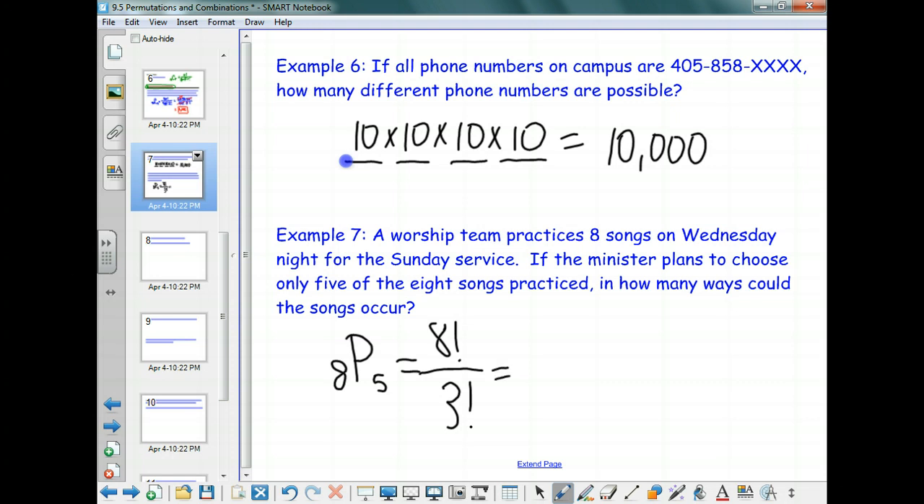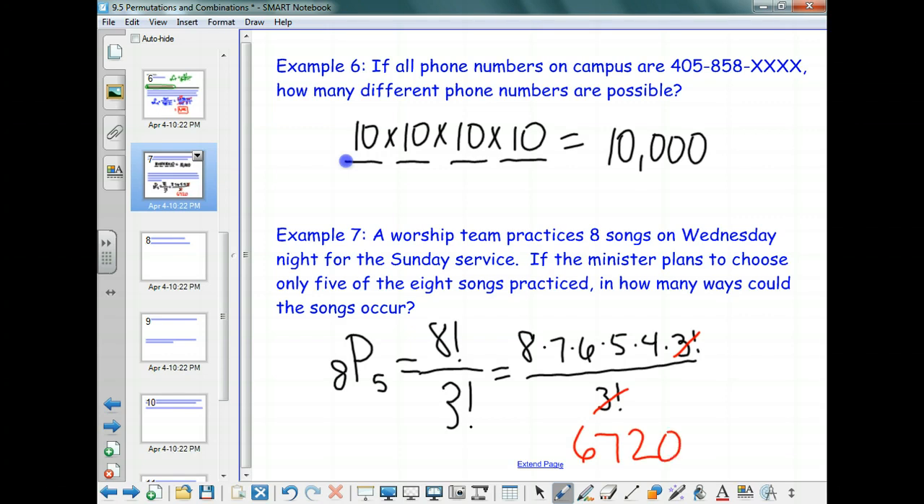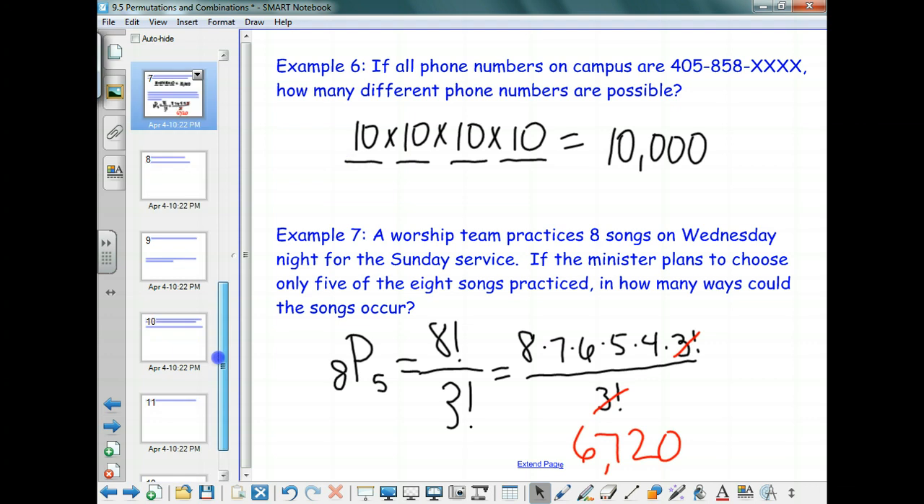8 times 7 times 6 times 5 times 4 times 3 factorial. And over 3 factorial. And then it's cancel out. So great. Okay, Bailey's got a calculator. She's going to help us out. Bailey, you have 8 times 7 times 6 times 5 times 4. 6,700. Yeah. Look good? Awesome. Thank you, Lauren. Good job. Okay.